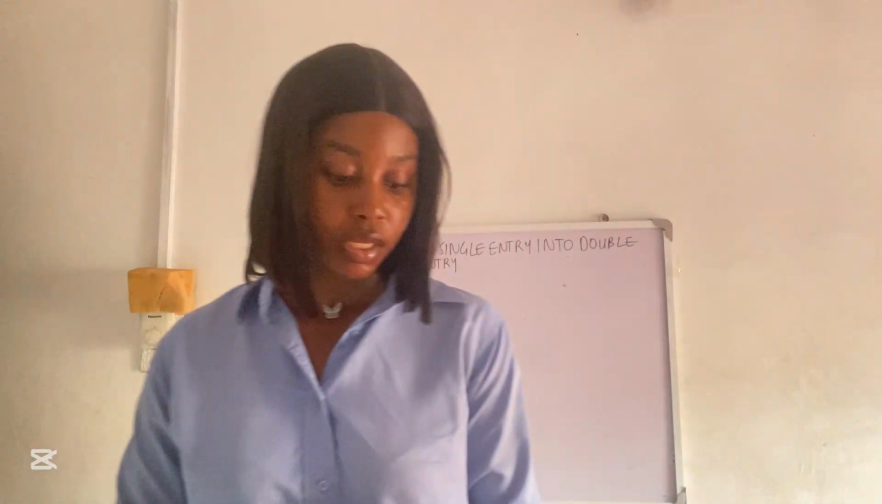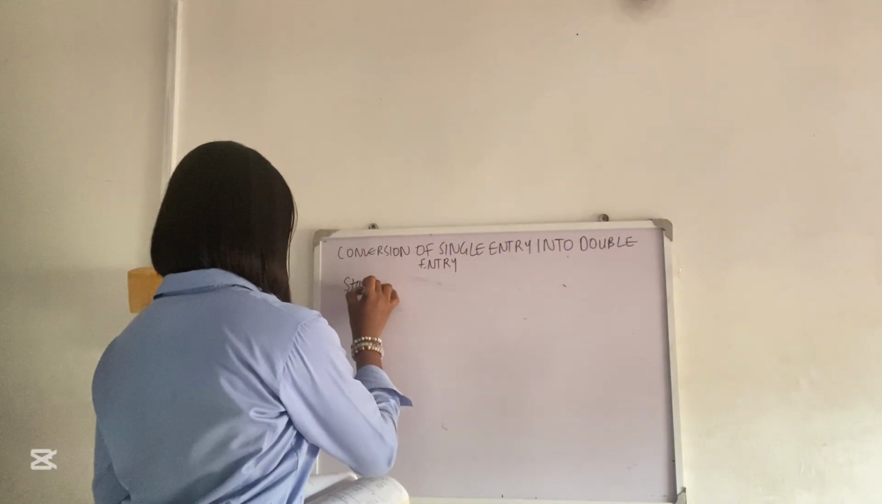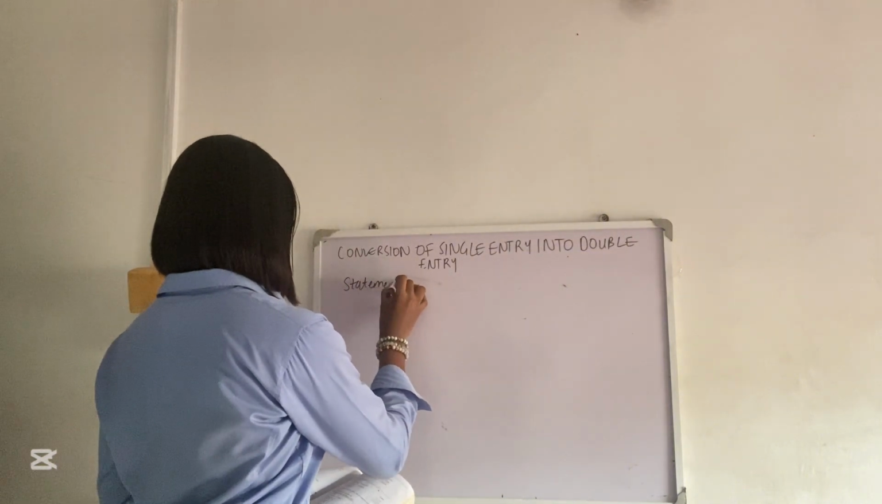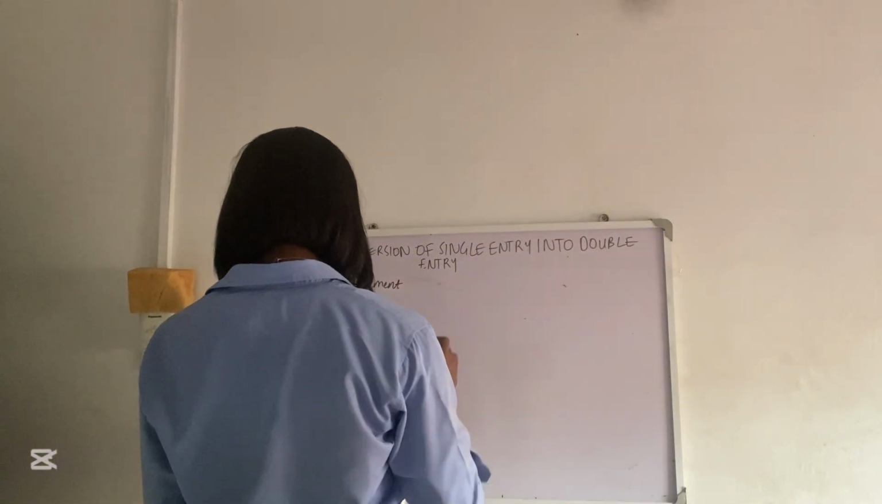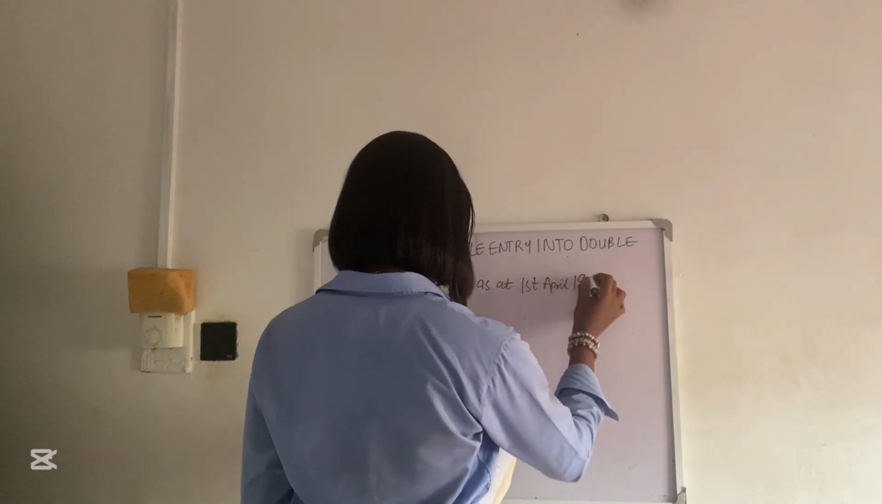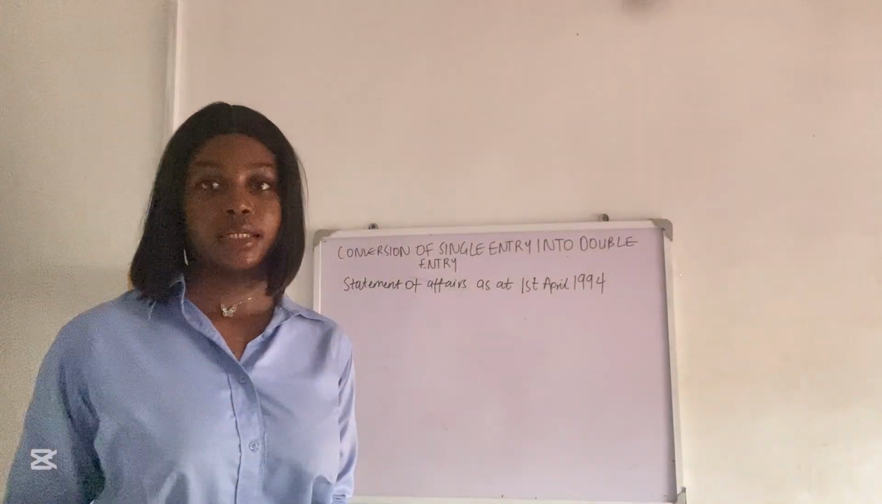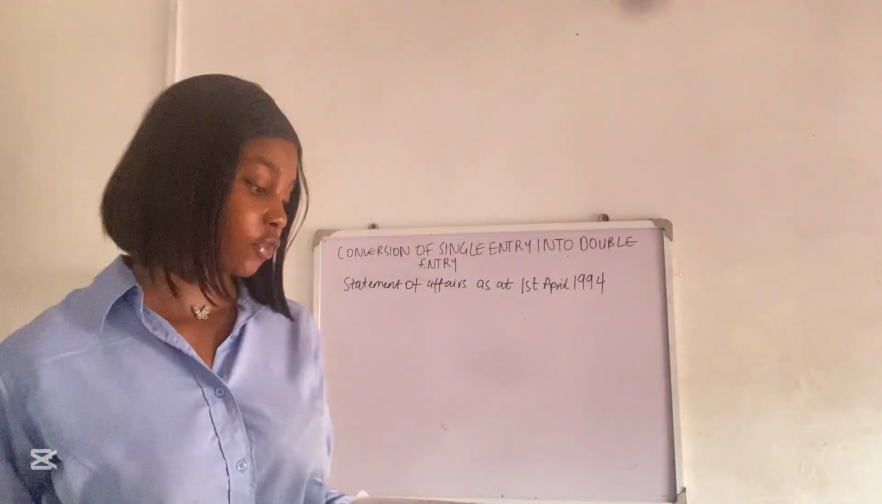So let's start with the statement of affairs. Obviously, it's the opening statement of affairs I will start with. I don't think we need to prepare a closing statement of affairs. Let's go. Statement of affairs as at 1st of April 1994. So for them to say 1st of April 1994, we know that it's opening capital, opening statement of affairs.